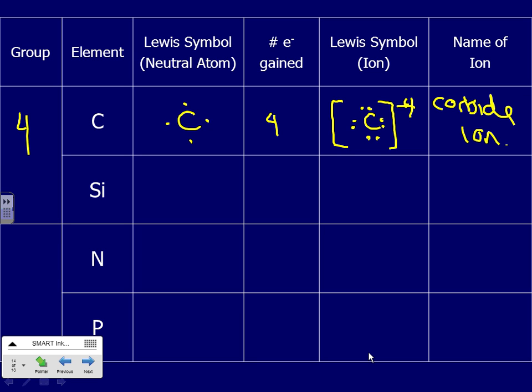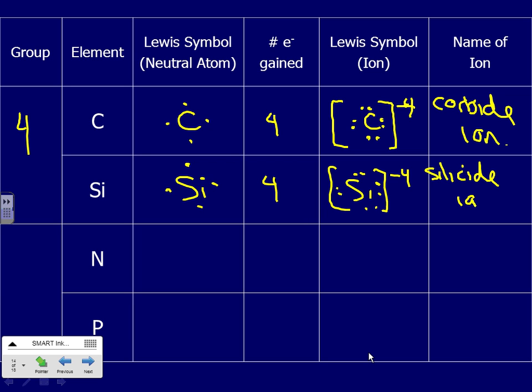Let's do silicon before I jump down to the nitrogen one. Si, 1, 2, 3, 4. I don't think we're too surprised in that it's going to look very similar. This is a tongue twister a little bit. What do you think, Kenzie? Silicide. Yeah, very nice. Silicide ion.